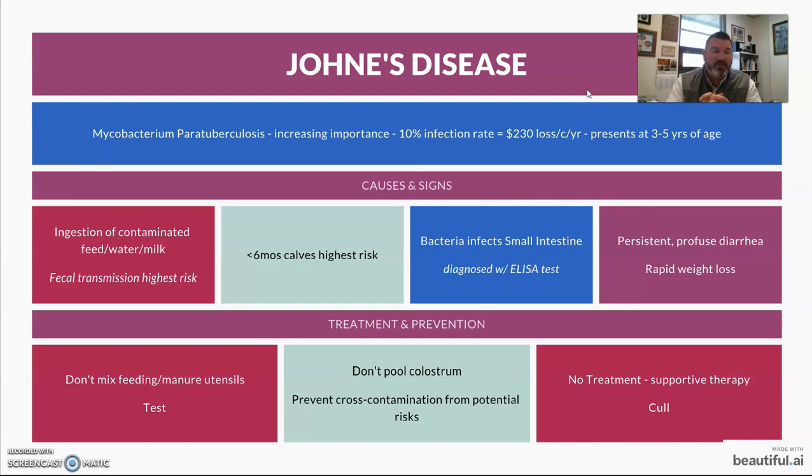We can do a number of different diagnostic tests, and often it's diagnosed with an ELISA test. But you'll see it signified by really persistent, very profuse diarrhea. Cows that eat normally, which is very weird. They'll eat normal, probably lose weight, and then have just consistent profuse diarrhea. So there's not a lot of treatment that you can do here. Just supportive therapy, and you're most likely going to cull these animals. But make sure and don't mix feed with the same utensils that you clean your stalls with. That would be poor practice and high risk of Johne's disease transmission.